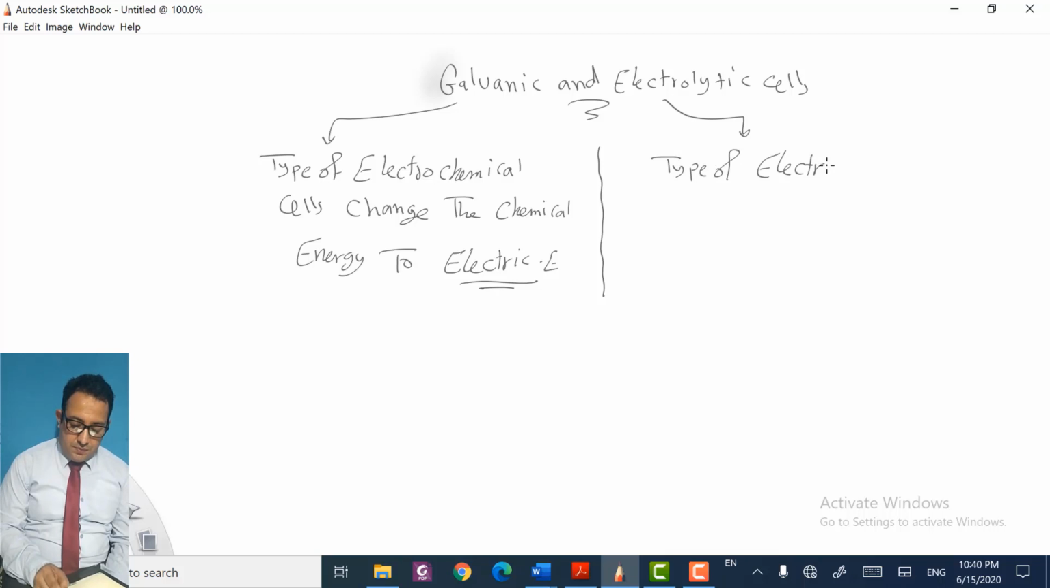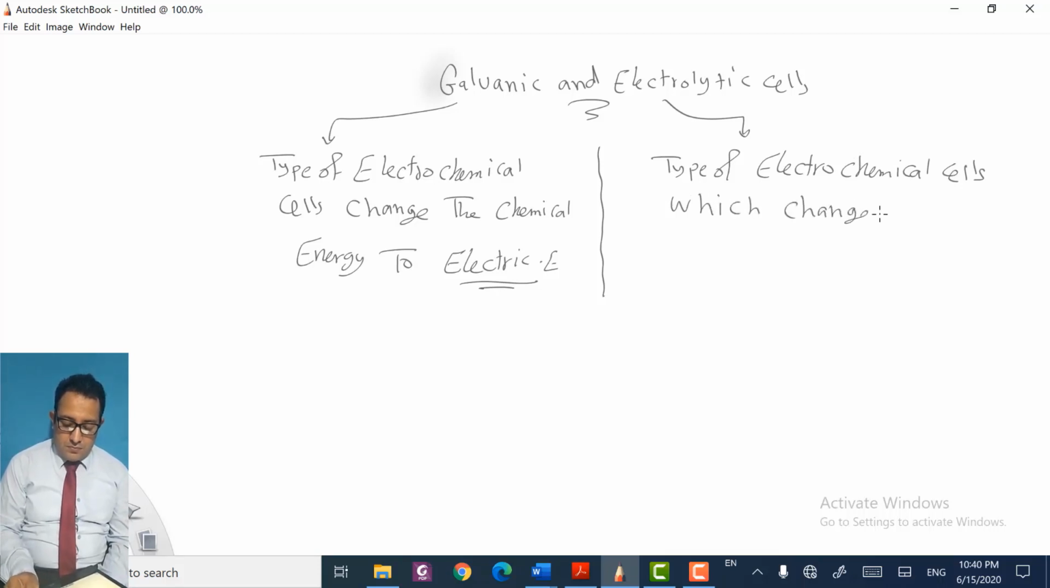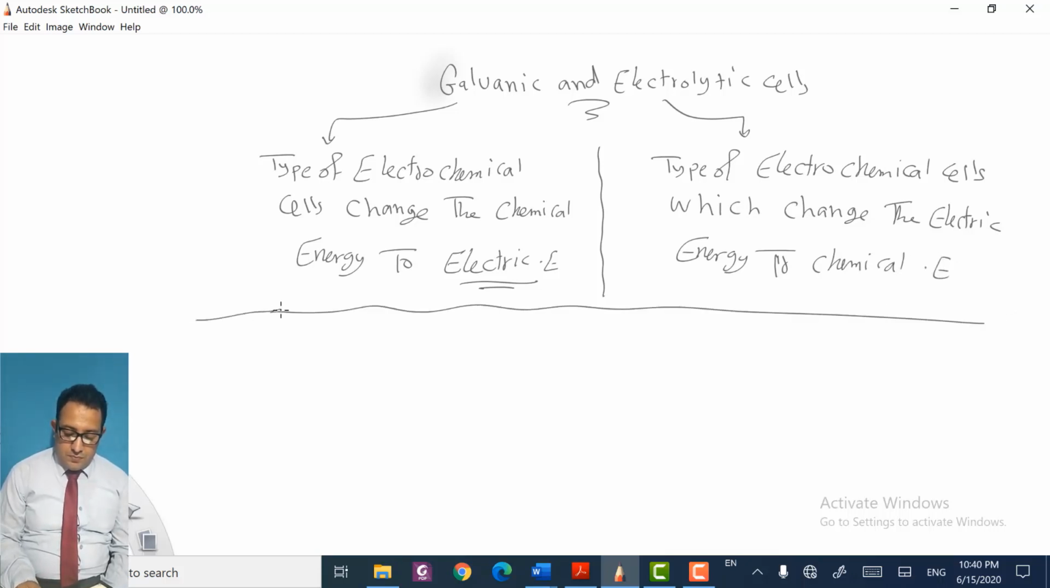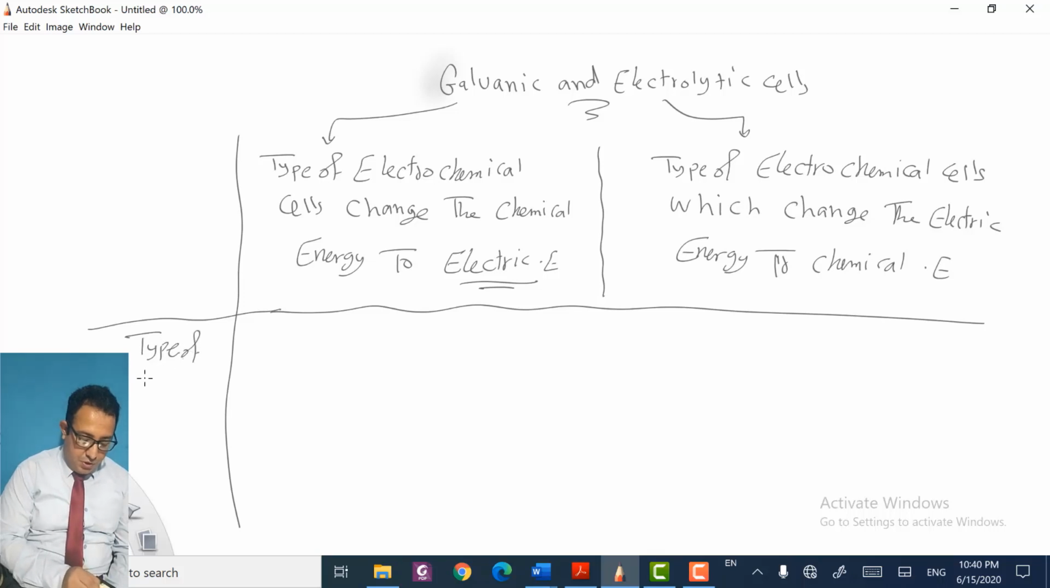What about the electrolytic cell? It is a type of electrochemical cell which changes the electric energy to chemical energy. Okay, this is according to the definitions.